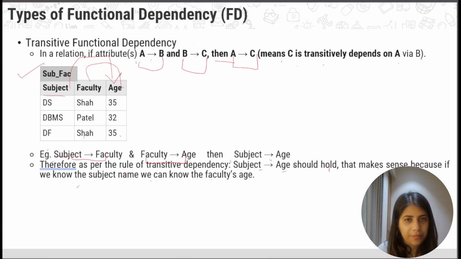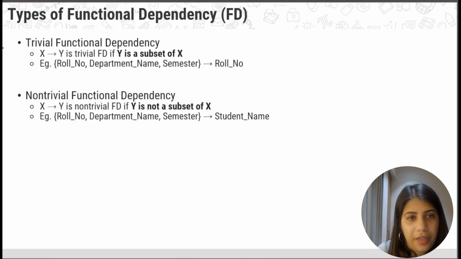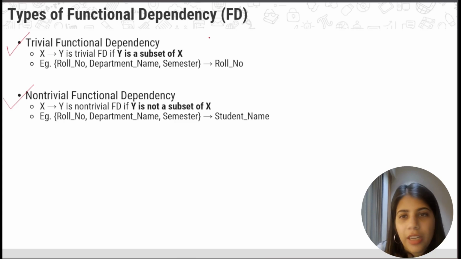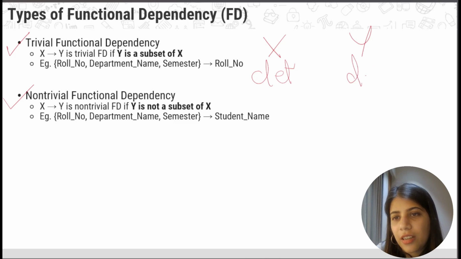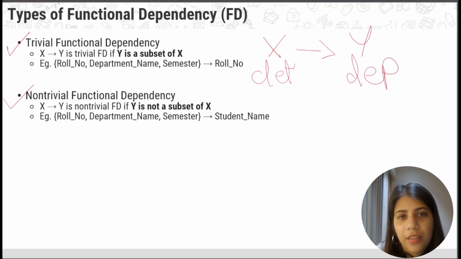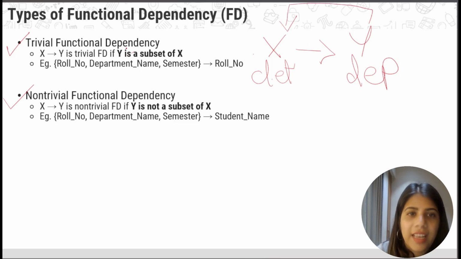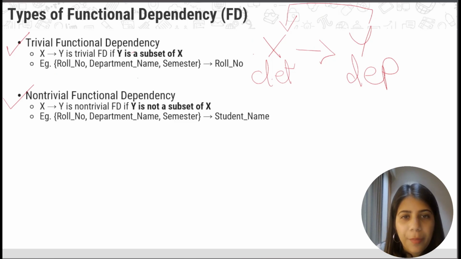Simple as that. Let's understand two more types of functional dependency. One is trivial functional dependency. Next is non-trivial functional dependency. In trivial, X, which is the determinant, and Y, which is the dependent, Y is a subset of X, which means Y is also a subset of X. Example is roll number, department name, semester can determine the roll number.